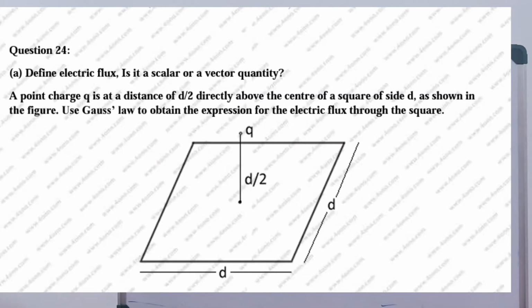Now comes the 5-mark question. The first part is to define electric flux. Is it a scalar or a vector quantity? And the second part: a point charge Q is at a distance of d by 2 directly above the center of a square of side d, as shown in the figure. Use Gauss law to obtain the expression for electric flux through the square.